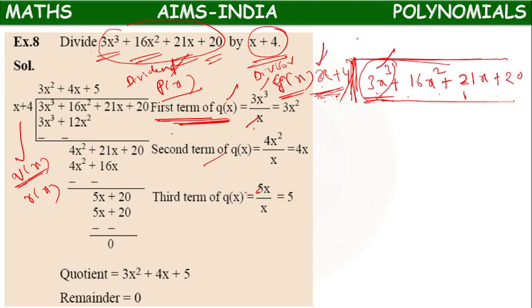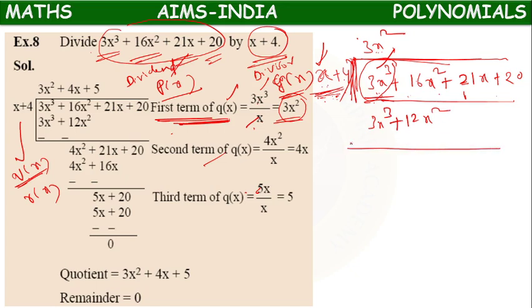Divide the divisor's first term x: 3x cube by x, the x cancels, giving 3x square. This is the first term of the quotient, and it can be kept here, 3x square. With the 3x square, we have to multiply the divisor: 3x square into x is 3x cube, plus 3x square into 4 is 12x square.